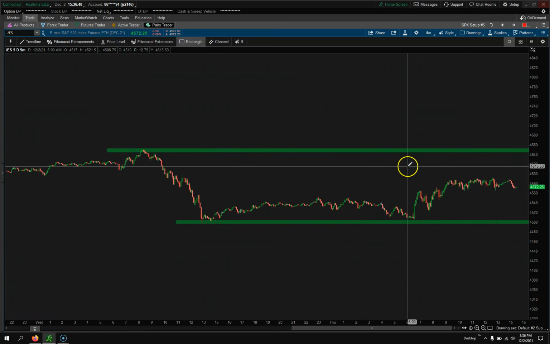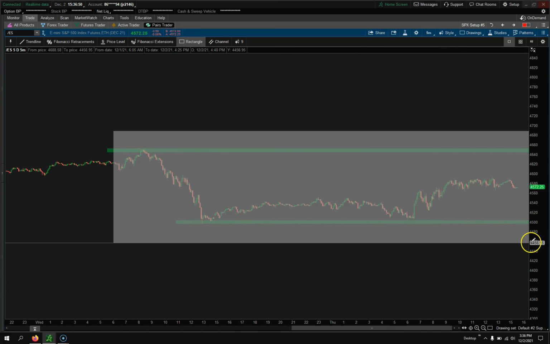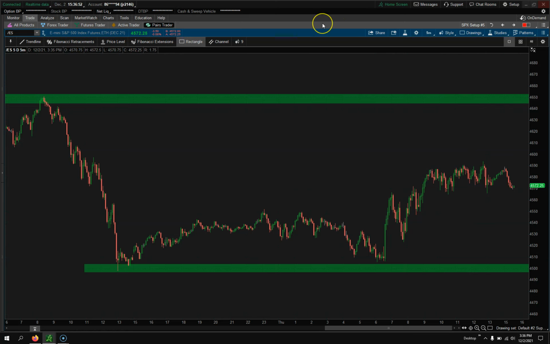My other thing that I've started doing, and I don't know how much longer I'm going to keep it open to the public, I might lock it down and make it only for trade zone members. But as of right now, I'm also doing morning trade zones, 1 or 2 trade zones from overnight action. And this is where price should have a good chance of potentially reversing from, right?